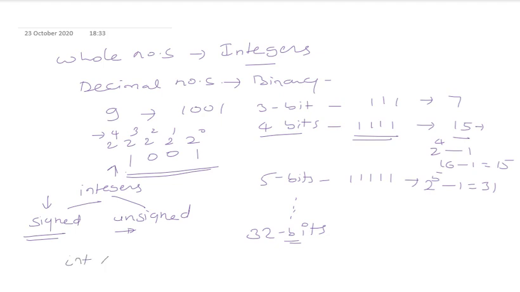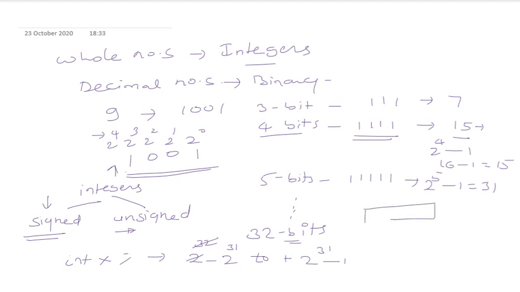When the data type is qualified with this, by default it is signed. Say if I say int x, x is a signed integer. What is the range of it? The range will be 2 raised to 32? No, it is not 2 raised to 32. Why? Because one of the bits will be used for storing the sign. So the range is minus 2 raised to 31 to plus 2 raised to 31 minus 1, because one bit is used for the sign.